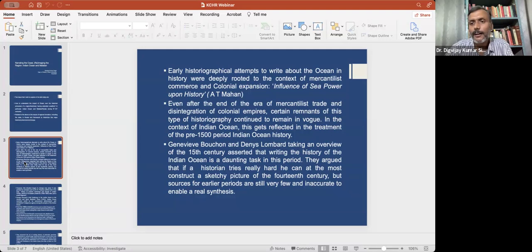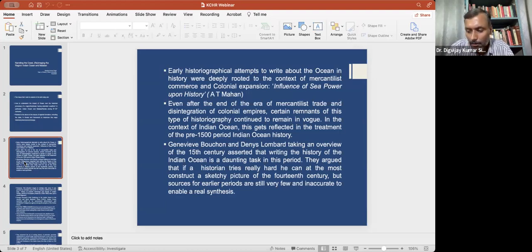Now, I'm not trying to suggest here that this kind of attitude is just a result of methodological or ideological bias on the part of these historians who are writing about the Indian Ocean. But the relative absence of sources like the European company records, which give us quantitative and administrative data, is definitely a factor. You don't have that kind of company records for the centuries prior to the 15th century.